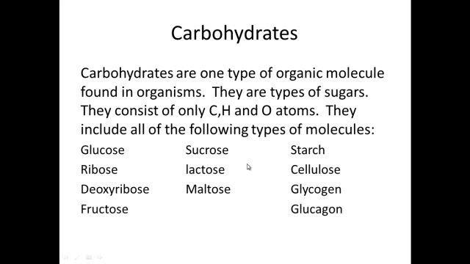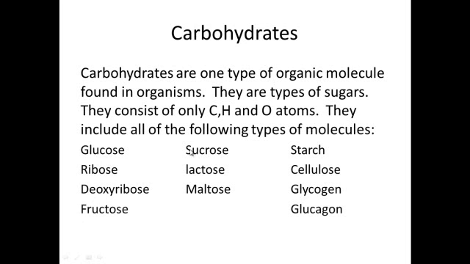We're not going to go into all the different types, but things like glucose, ribose and deoxyribose, those are found in RNA and DNA. Fructose, sucrose, lactose, maltose, starch, cellulose, glycogen, glucagon. Okay, there's a whole bunch. These are called simple carbohydrates. They are monomers, which means they're one single carbohydrate molecule.